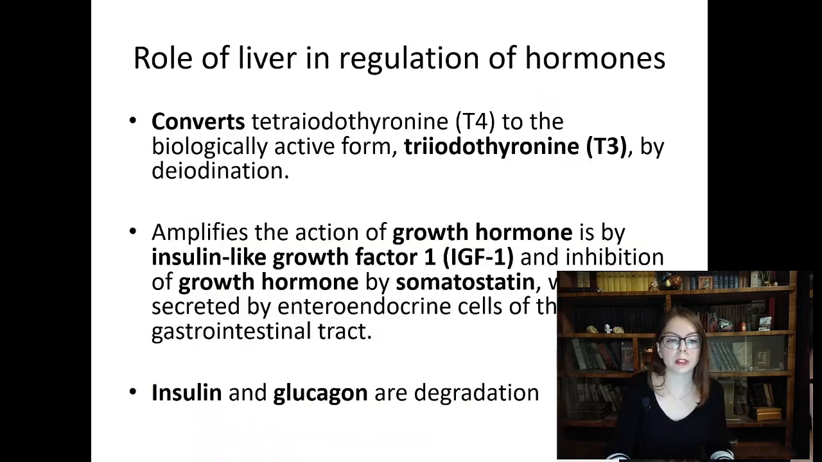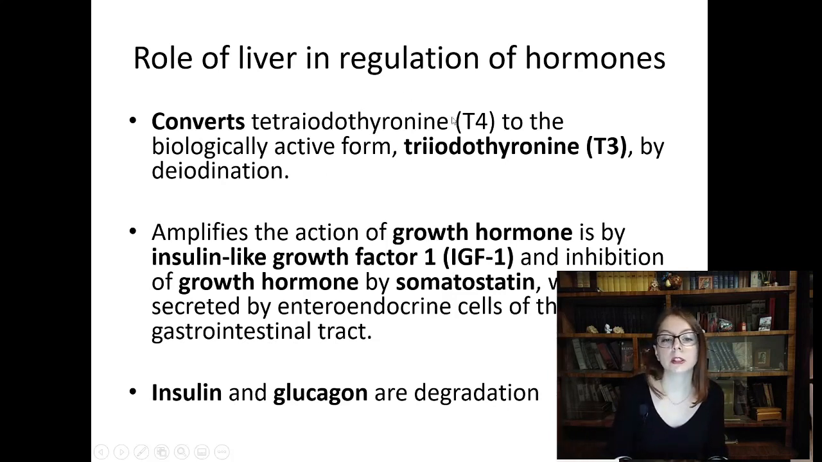Okay, so let's move on, and the last function of liver we are going to discuss. This is the exchange of hormones. This information is given because it is absent in your basic textbooks, so the lecture is used like a complement to your textbook. We do not pay attention to the other roles because they are very well explained there.